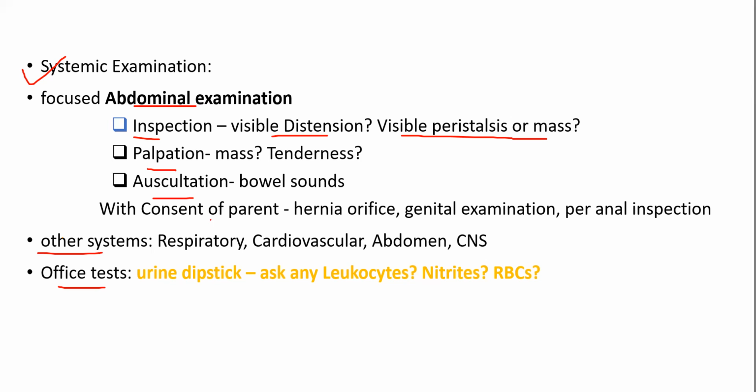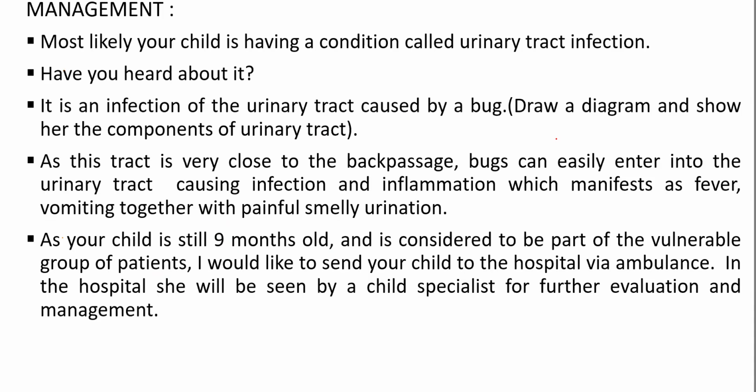And at the end, I would finish with all other systemic exams, including respiratory, cardiovascular, and central nervous system examination. And I would also check for any urine dipstick available, looking for any leukocytes or nitrites. Thank you, examiner. So that will be the case here. If something like that comes in your exam, then you just need to explain what you are going to do, and that will appear on the screen.